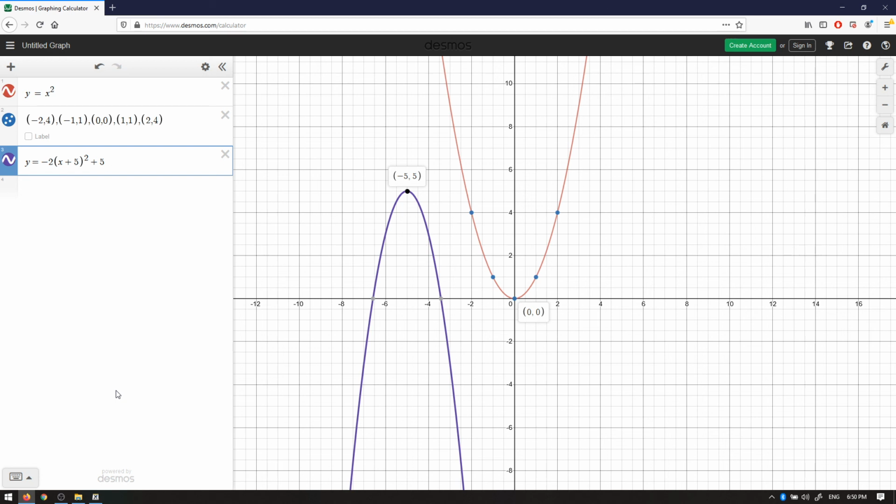In the next video, I'm going to go more in depth into vertex form, and we're going to learn how to find an equation given some information. For example, if I give you the vertex, you should be able to somehow come up with a way to find the equation in vertex form.